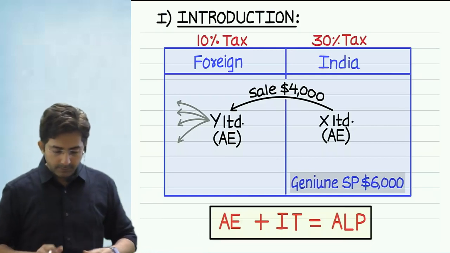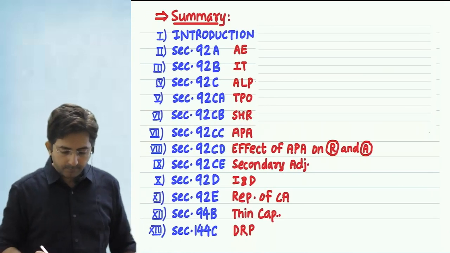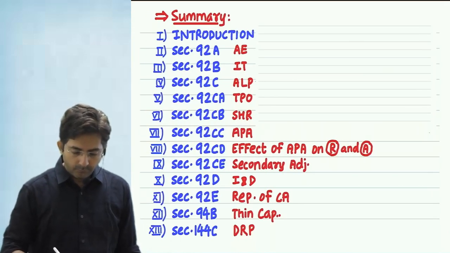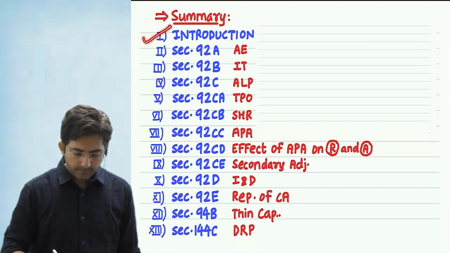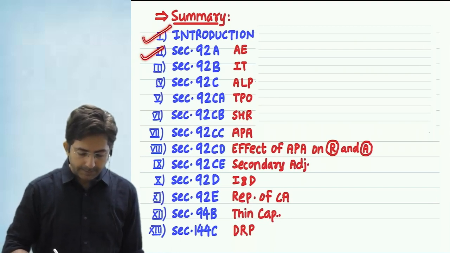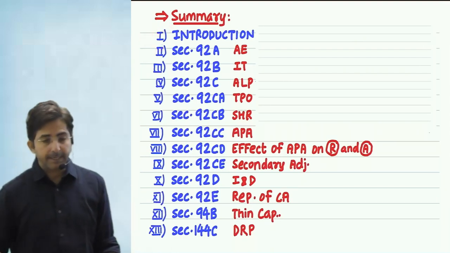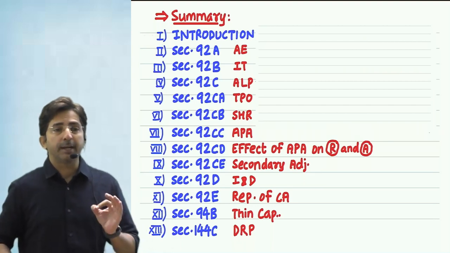Okay, see here in the chapter of transfer pricing, we have finished this introduction and then we started with section 92A. What is section 92A? Associated enterprise.